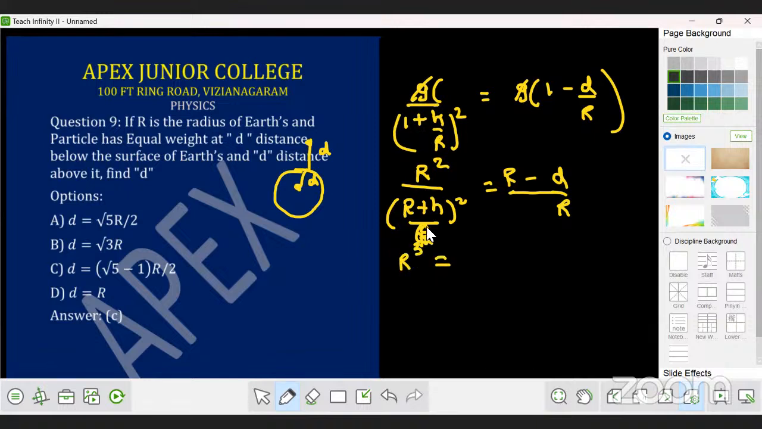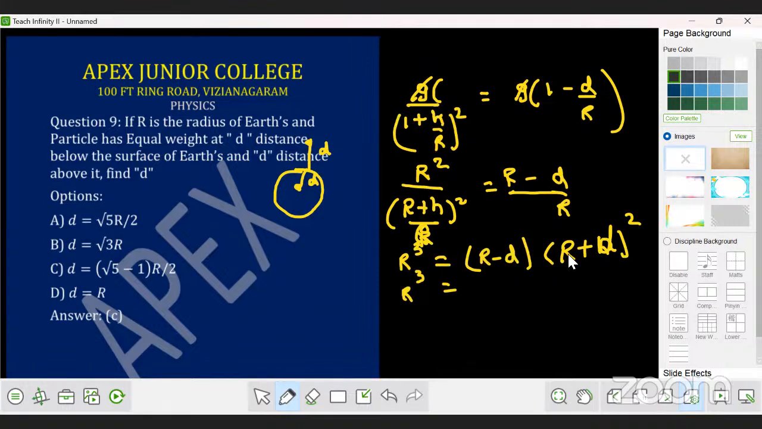R cube equal to r minus d into r plus h whole square. Of course, h is also d, so r plus d whole square. This will be r cube equal to, by taking the product of these two.